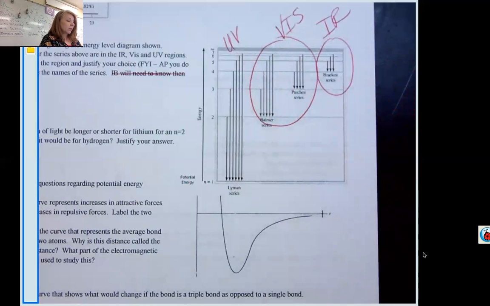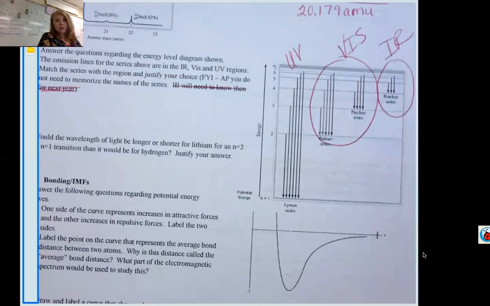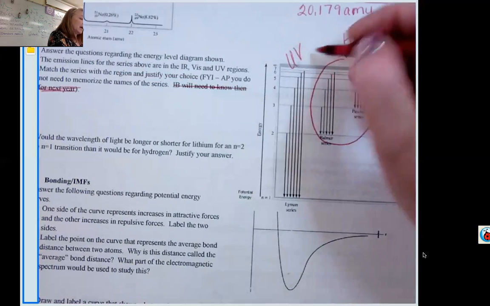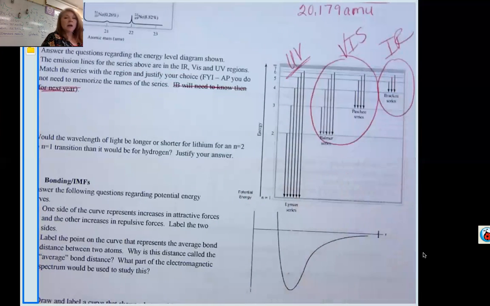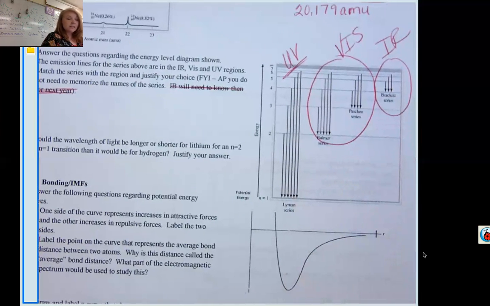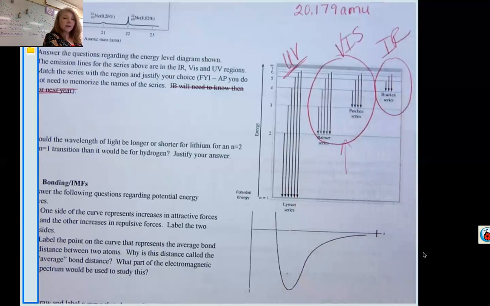Hopefully you know at this point in your scientific career that UV light is going to be the highest energy, so that would correspond to the Lyman series. Visible light, and you could have looked this up, is the Balmer and the Paschen series. Infrared light is the least energetic of those 3 forms of light, so it's going to be over here with the Brackett series. And this is the only light that we can see.